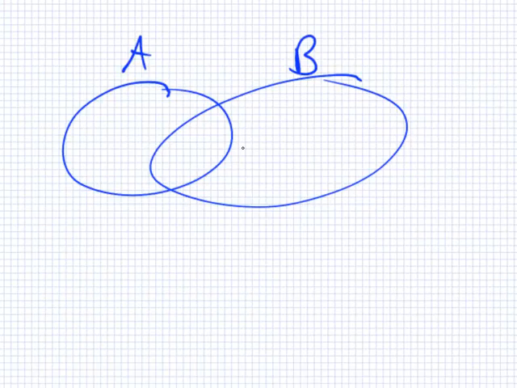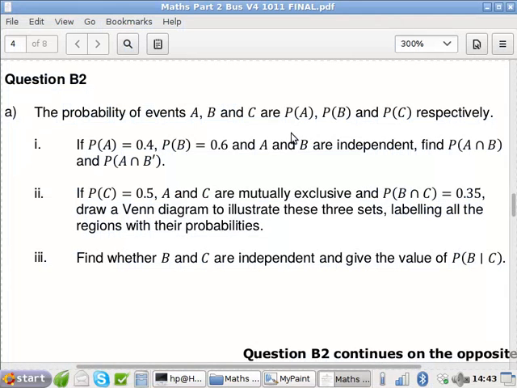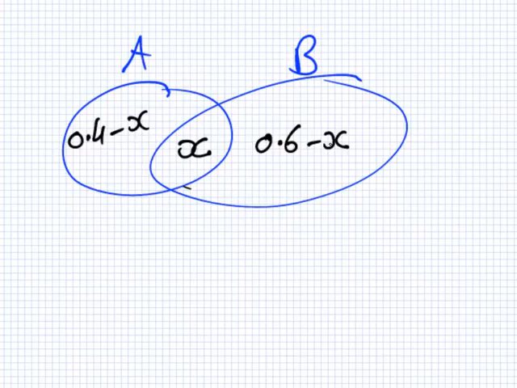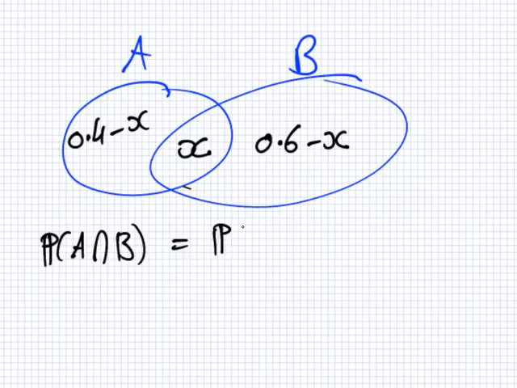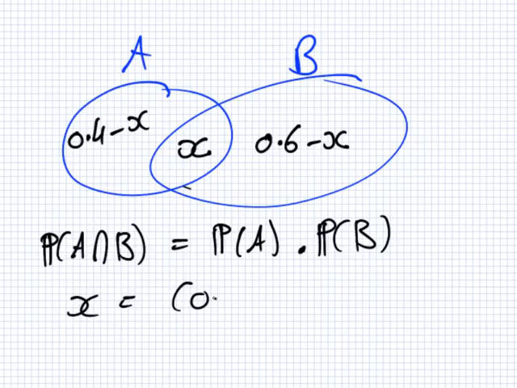So where do we put 0.4? The left side. See, all of this is 0.4, and all of this is 0.6. So we call this X. This is 0.4 minus X, and 0.6 minus X. But we're also told that A and B are independent. So if A and B are independent, that means probability of A and B equals, yes? Multiply. That's it. So we get here that X equals 0.4 minus X times 0.6 minus X.